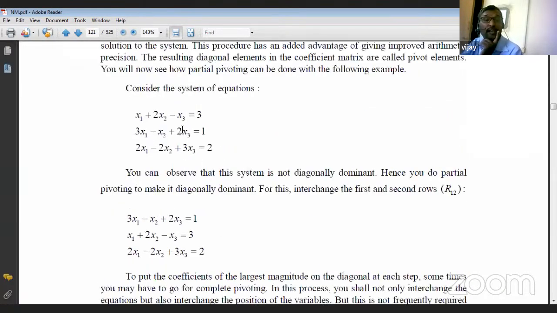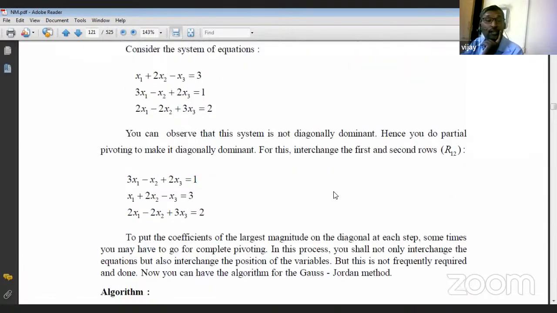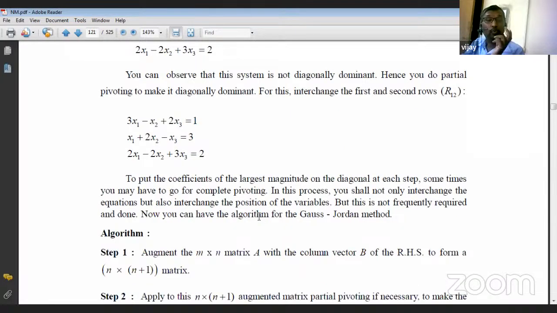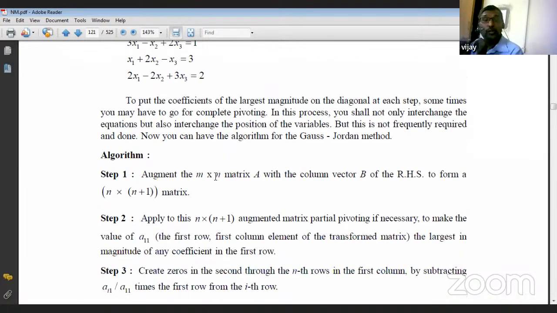Consider the system of equations 3x1 minus x2 plus 2x3 equals 1, x1 plus 2x2 minus x3 equals 3, 2x1 minus x2 plus 3x3 equals, which is diagonally dominant. What is to be done is to put the coefficient of largest magnitude on the diagonal. Sometimes you have to go through the complete matrix in this process. You may not only interchange the equations, but also interchange the positions of the variables. But this is not frequently required. Now you can have the algorithm for the Gauss-Jordan method.